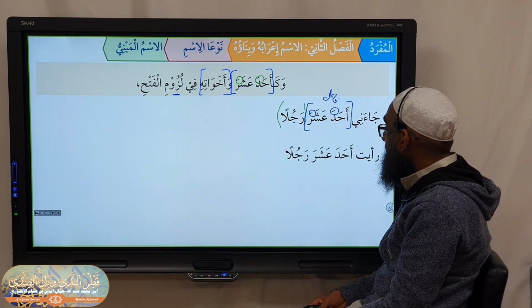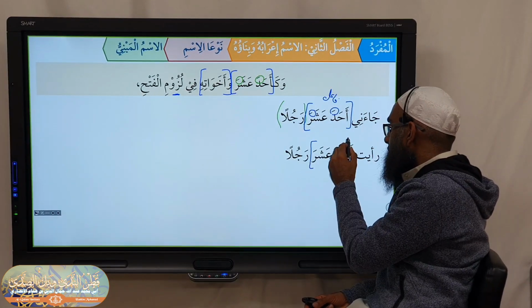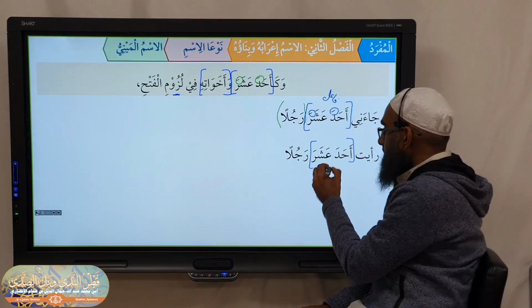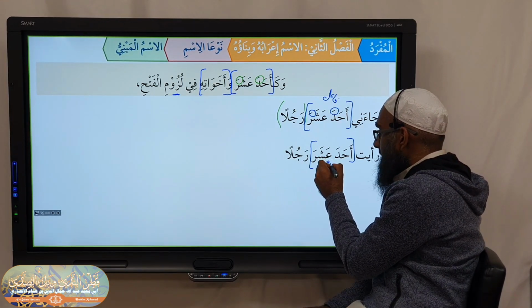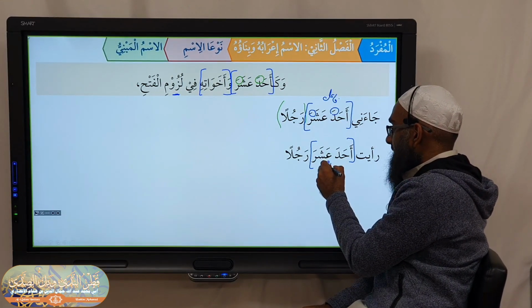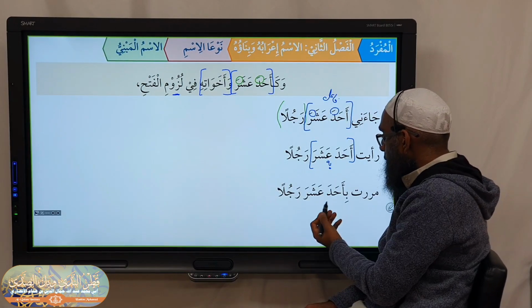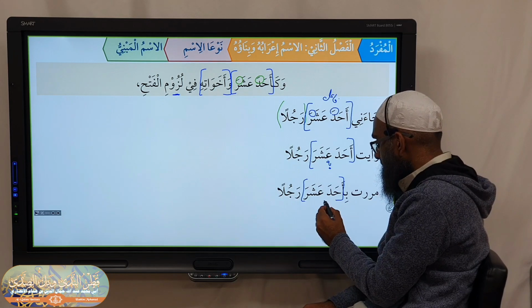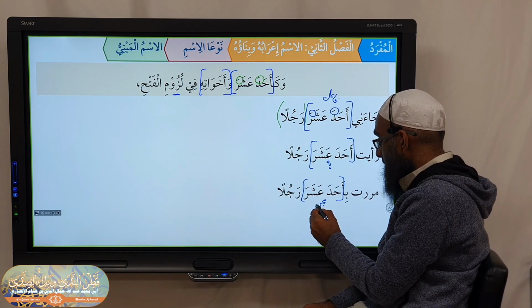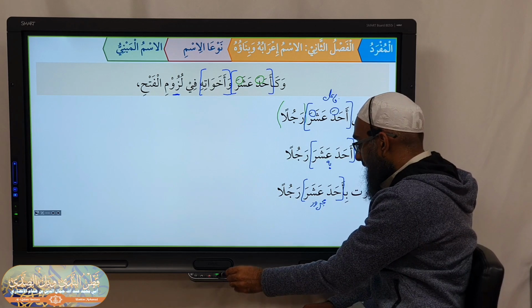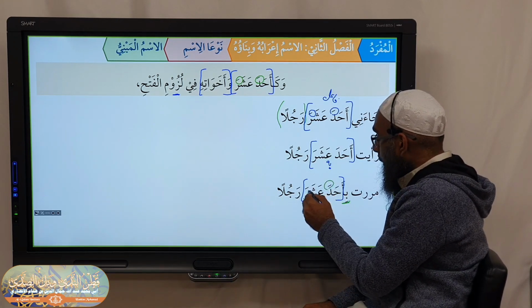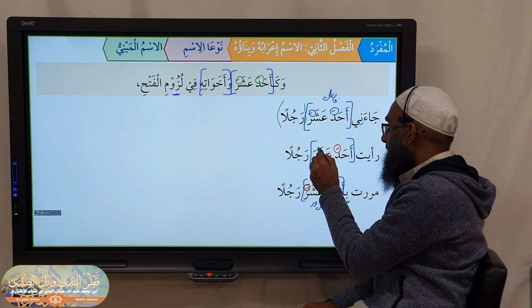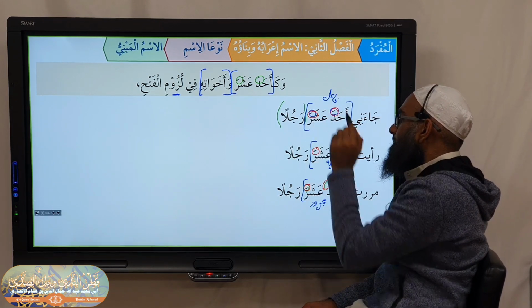Then you have ra'aytu ahada ashara. What does ahada ashara become in here? Maf'ulun bihi. So it has a fatha, but it's mabni. Marartu bi ahada ashara. What state is ahada ashara in? It's majroor because of the harfun jar ba, but because it's mabni in all of these, it stays ahada ashara, ahada ashara, ahada ashara.